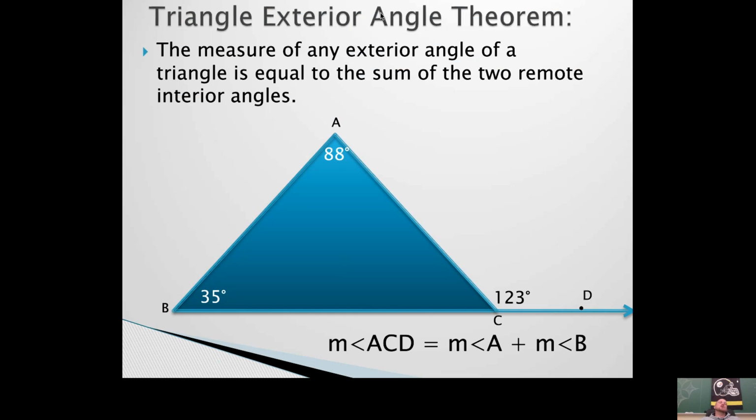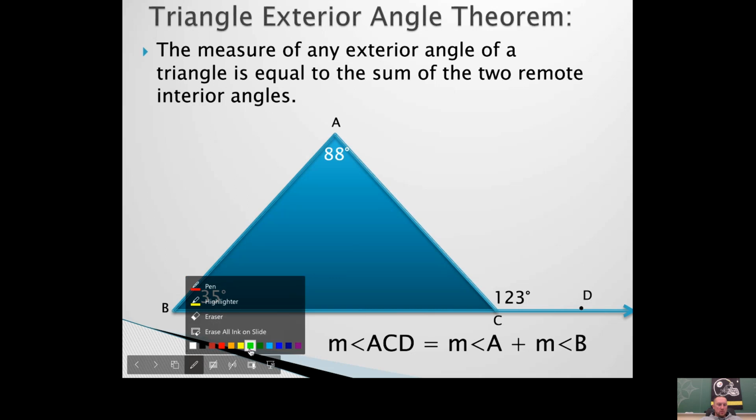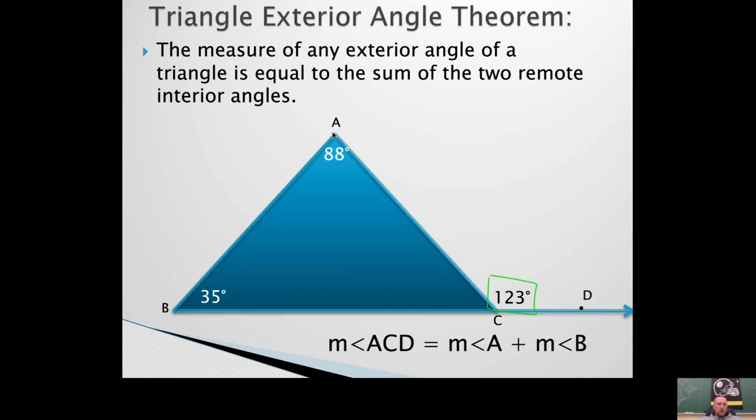Last video we talked about the triangle exterior angle theorem. It says the measure of any exterior angle of a triangle is equal to the sum of the two remote interior angles. So this is what we're talking about. This is an exterior angle. These would be the remote interior angles. That's an interior angle there as well, but it's not remote interior because the remote interiors don't touch the exterior angle. So these two remote interiors add together to give you that angle.